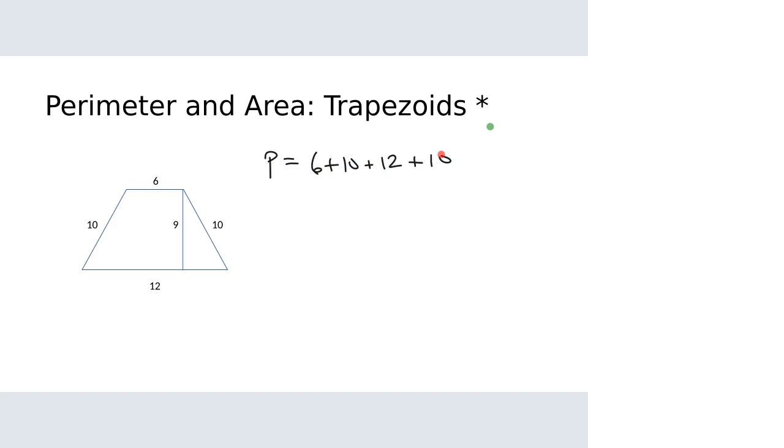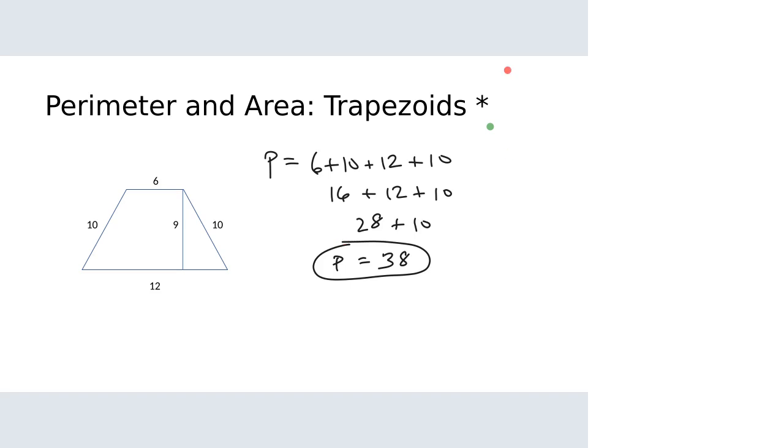Now let's see, 6 and 10, that's 16, plus 12 plus 10. 16 and 12 would be 28, plus 10 is 38. So our perimeter here is 38. Again, we don't know what the units are. Could be feet, inches, centimeters, yards. I don't know. 38.